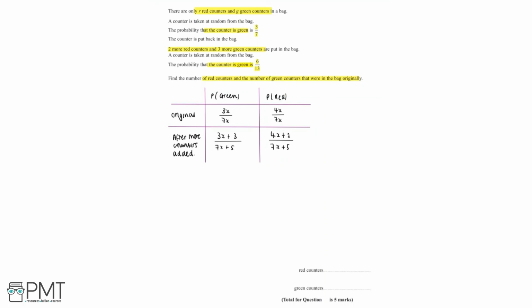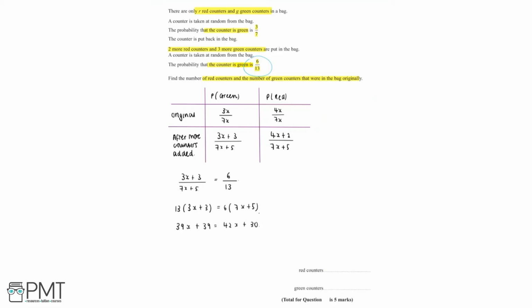Now looking back at the information in the question, we're also told that the probability that the counter is green after more counters are added is 6 over 13. Now looking at our table, the probability that the counter is green after more counters are added is 3x plus 3 over 7x plus 5. And so we can say that 3x plus 3 over 7x plus 5 is equal to 6 out of 13. Now we need to cross multiply. We can say that 13 multiplied by 3x plus 3 is equal to 6 multiplied by 7x plus 5. Now expanding these brackets, we can say that 39x plus 39 is equal to 42x plus 30.